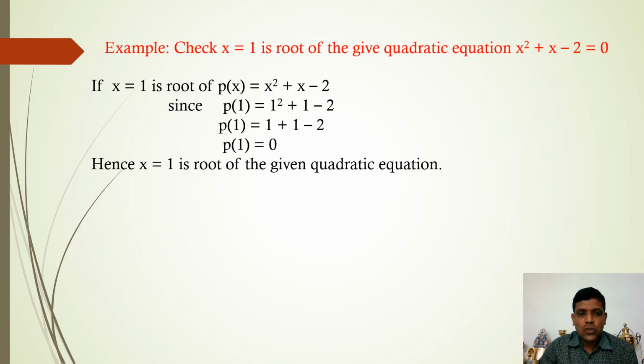on putting x equals 1 in the given quadratic equation, P of 1 is equal to 1 square plus 1 minus 2. P of 1 is equal to 1 square means 1, plus 1 minus 2. 1 plus 1, 2. 2 minus 2 is equal to 0. So P of 1 equals 0. Value of P of 1 equals 0. Hence x equals 1 is a root of the given quadratic equation.